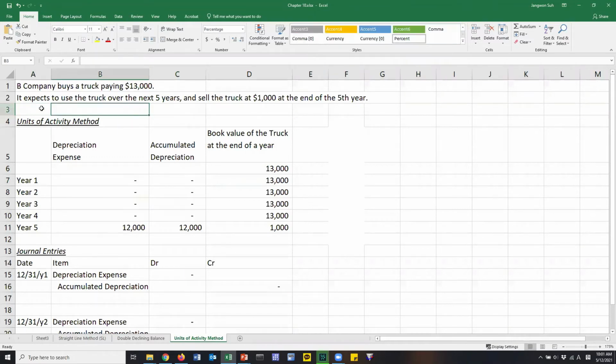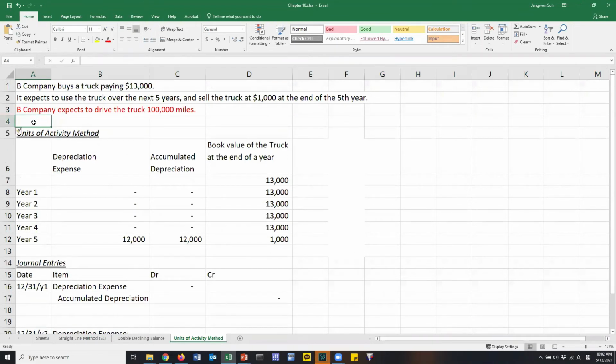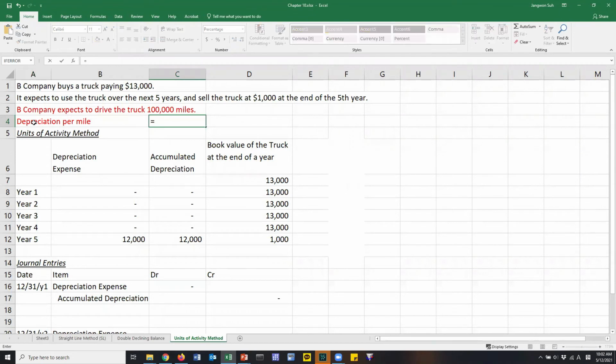But here we have one more assumption: the big company expects to drive the truck how many miles? 100,000 miles. Okay, then what is the cost? How much should it depreciate the truck when we drive 1 mile? That is the question. What do you think?